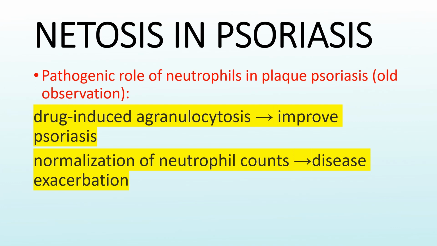It was an old observation that there is a pathogenic role of neutrophils in plaque psoriasis: drug-induced granulocytopenia improves psoriasis, while when we try to normalize neutrophil counts, disease exacerbation happens.